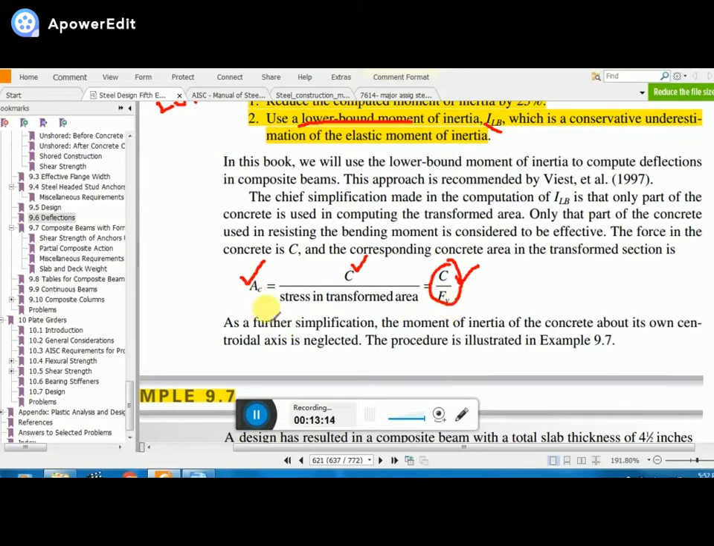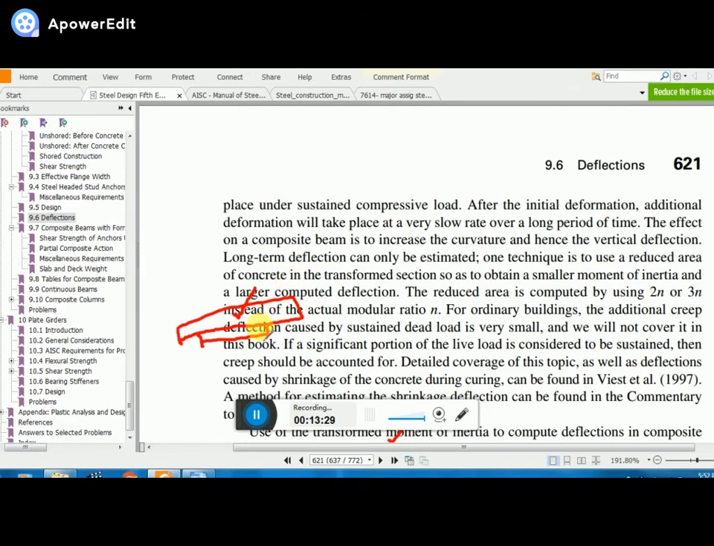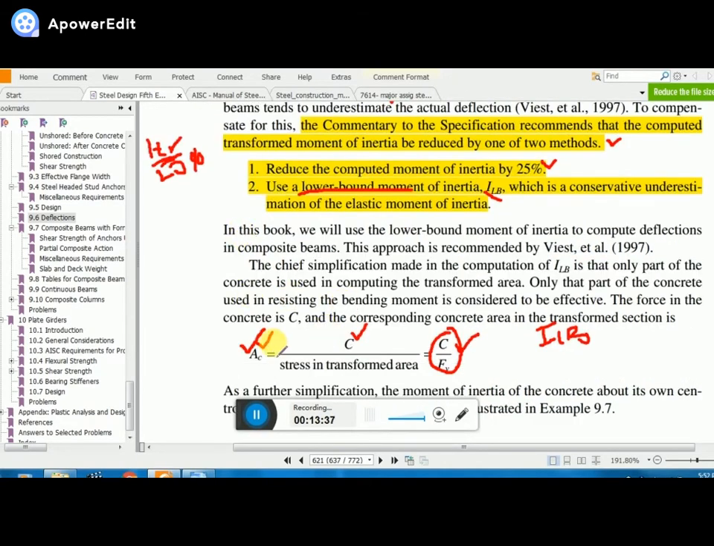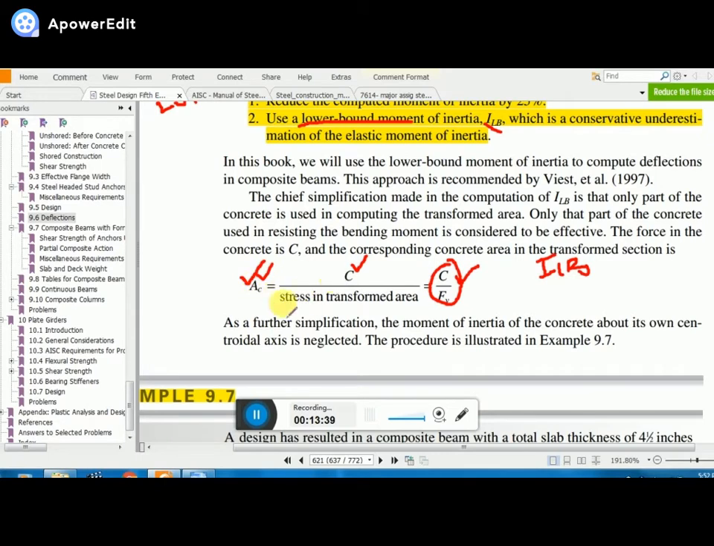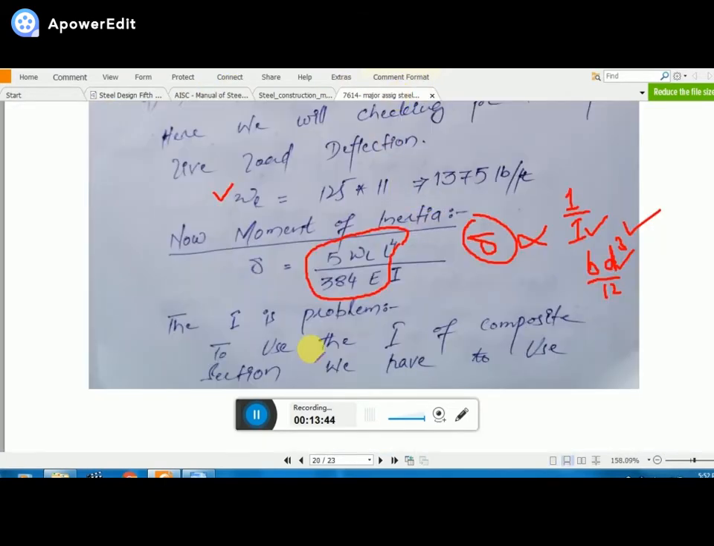And the AC which you got, then you have to calculate your ILB, just like you see in the previous example. ILB on the basis of this AC, okay, not on the basis of that actual area of concrete. Clear? That actual area of concrete, we do not use that one, we use this one. Clear? We use this moment of inertia. Clear? So let's come back to the question.